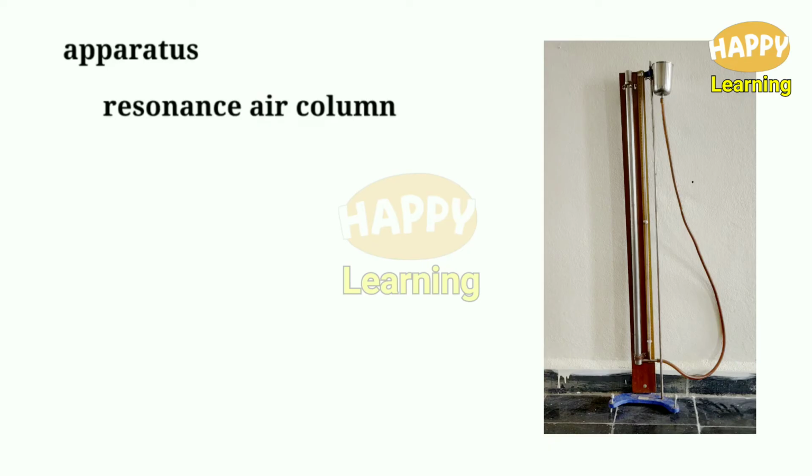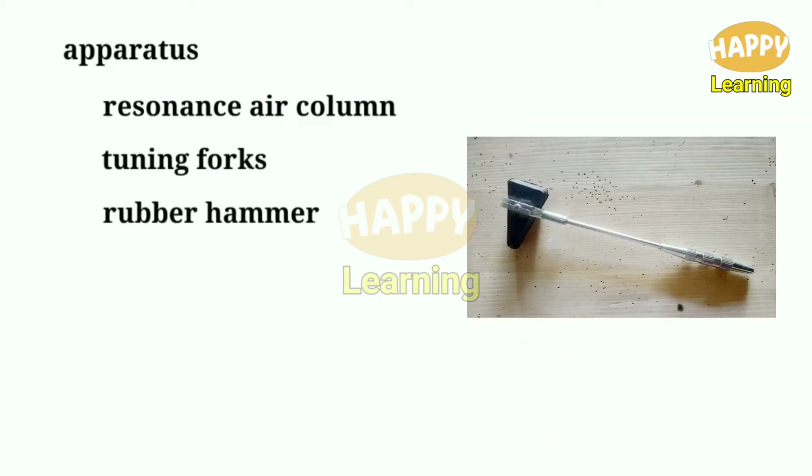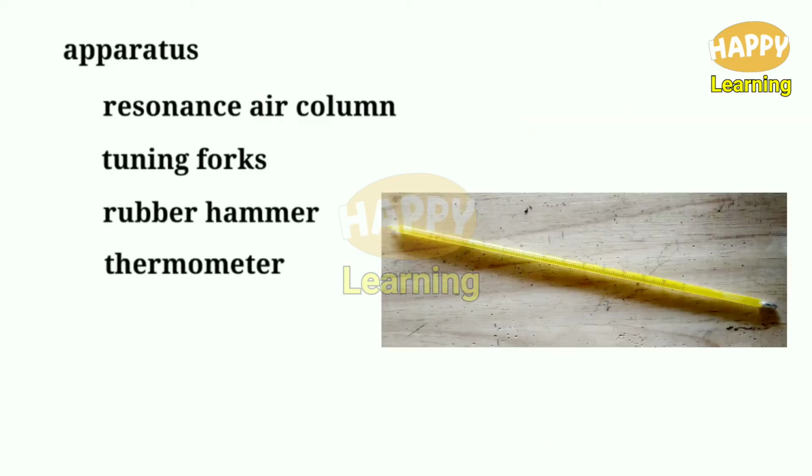Today's experiment is velocity of sound in air. Determining the velocity of sound in air using resonance air column apparatus. Resonance air column, tuning forks, rubber hammer, thermometer and water.